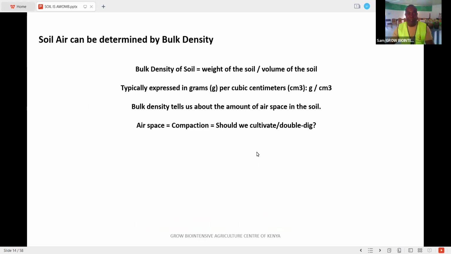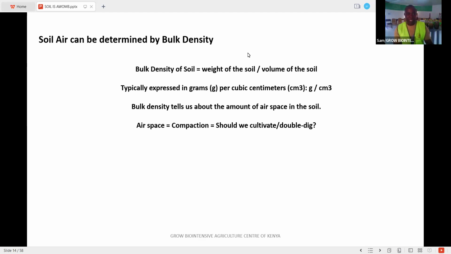So how can we determine soil air? Mathematically, this is mathematical now. There's what we call bulk density. Bulk density is the relation between the mass and the volume of a dry soil sample. And this one, you can get it. You can do the simple mathematics. I know not many people like mathematics, but mathematics is everywhere. It's even in agriculture. And in agriculture, it's very tough.